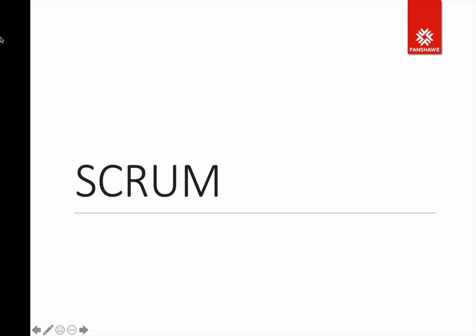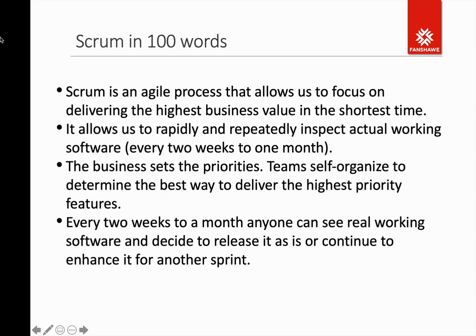The adaptive methodology that I like to use is called Scrum, and that's what we're going to focus on for this presentation. Scrum, as I've mentioned, is an agile process, or an iterative process, that allows you to focus on delivering the highest business value in the shortest period of time. We're going to be using these iterations in terms of 2 to 4 weeks, and we actually call them sprints. So if you are using Scrum, you'll be very familiar with the term sprint.